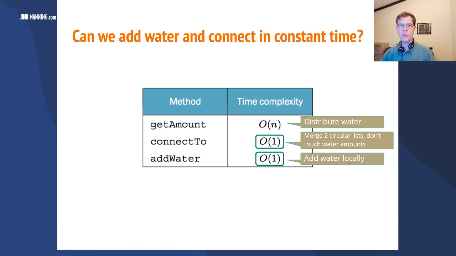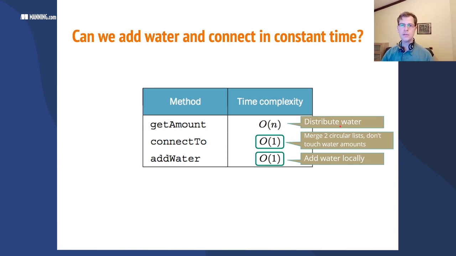Okay, for the moment, the water amounts are inconsistent. I'm adding water locally and I'm not distributing it yet. Whenever I call getAmount, I iterate over the group, I check the total amount of water, and I fix the amount of water in each container. So I'm distributing water as late as possible, only when the client actually needs the updated amount. This is a trick commonly called laziness. So before returning the amount, I distribute water.